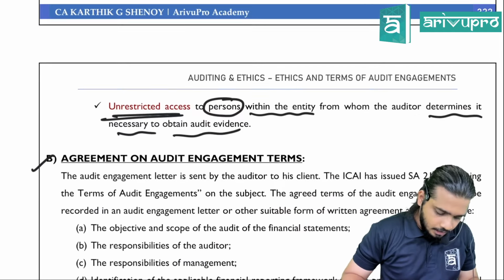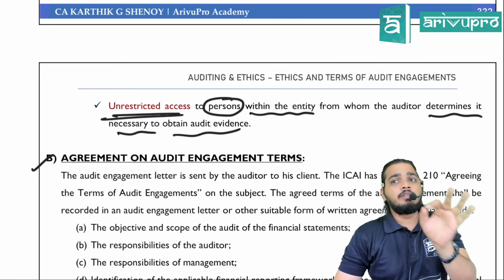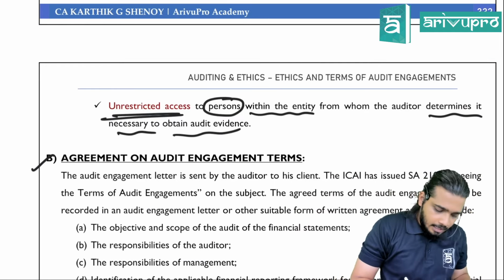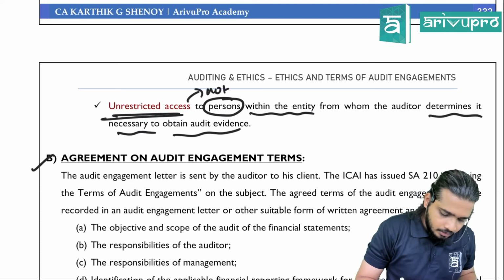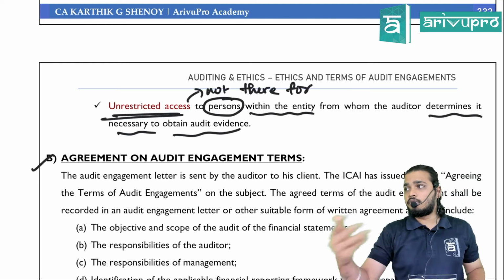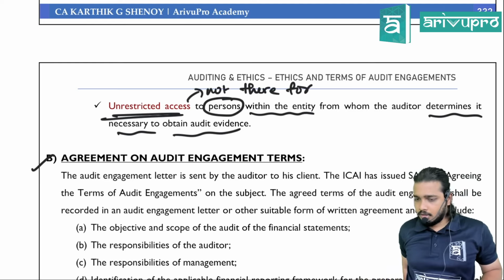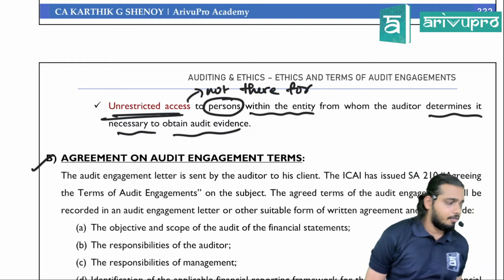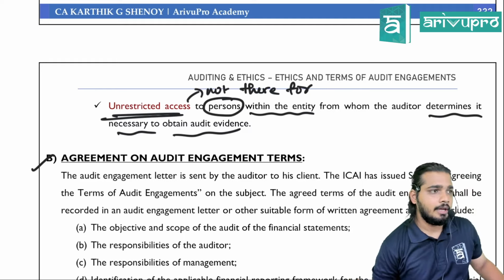Clear? Right. So unrestricted access is only for within the entity. It is not there for persons outside the entity.